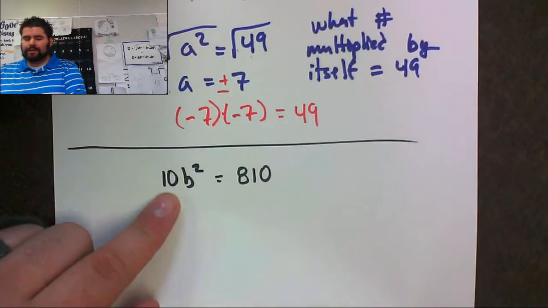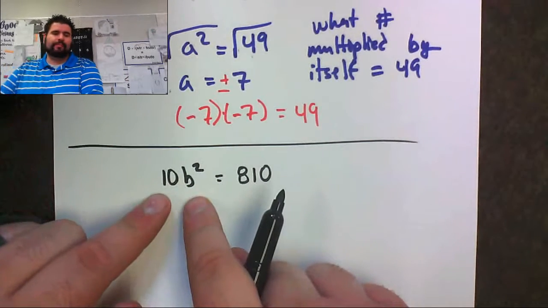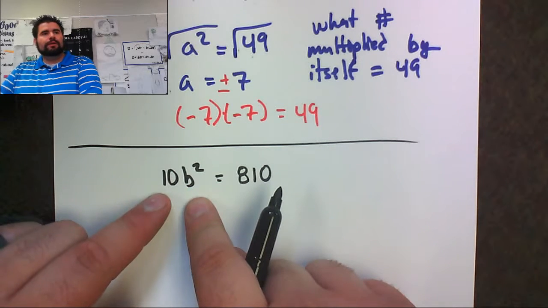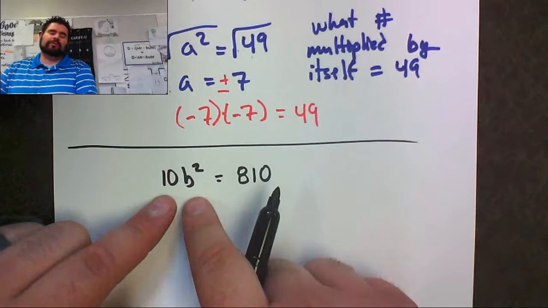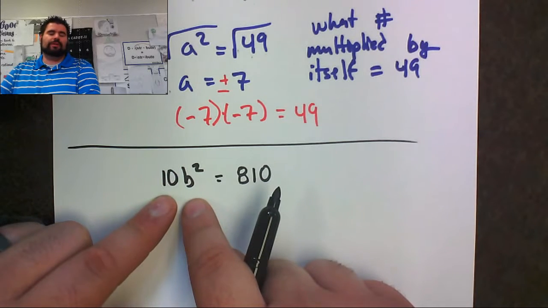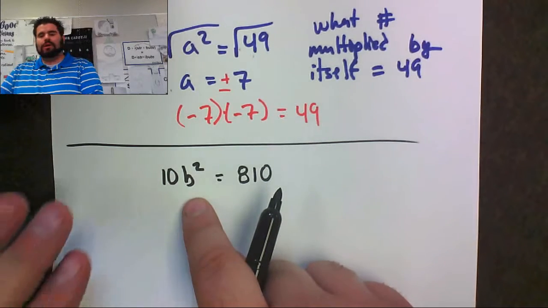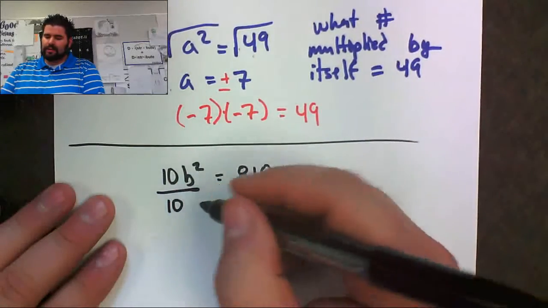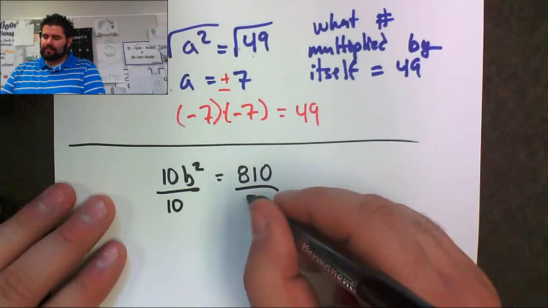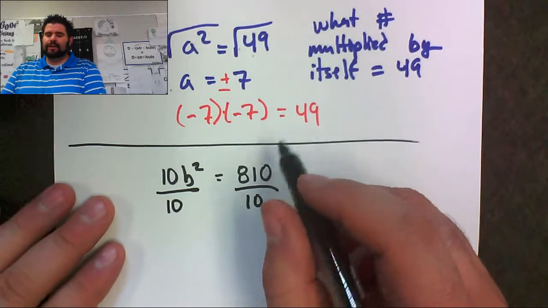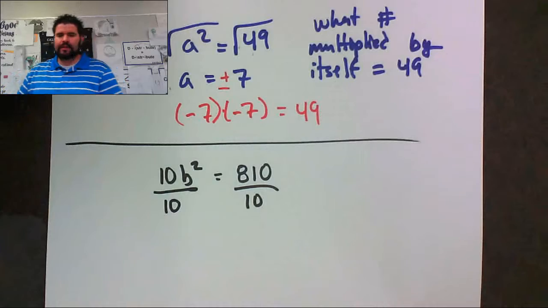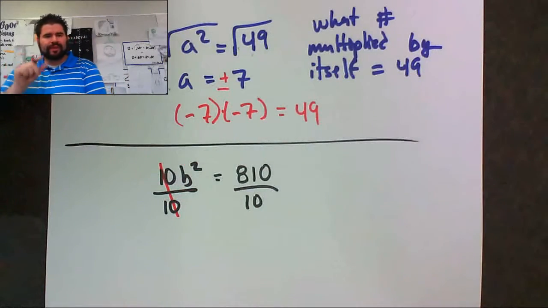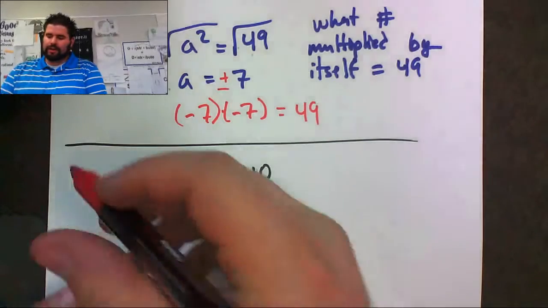What I see going on here is that the 10 is being multiplied by the b squared, but I want to solve for b. So if they're multiplying, I need to do the inverse operation of multiplication, which everybody knows is division. So I'm going to divide this side by 10, and I'm going to divide this side by 10 as well. Now a lot of you teachers back in the day said, oh, 10 divided by 10 cancels each other, which they do, but that's not technically what you need to say.